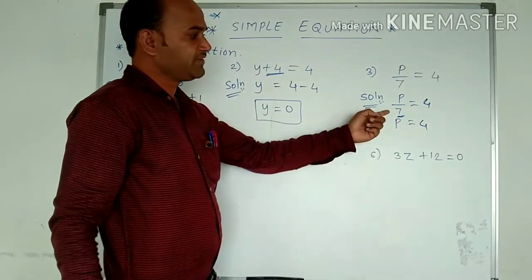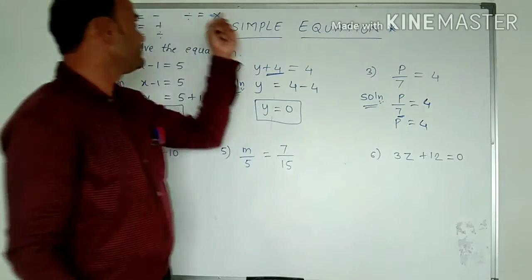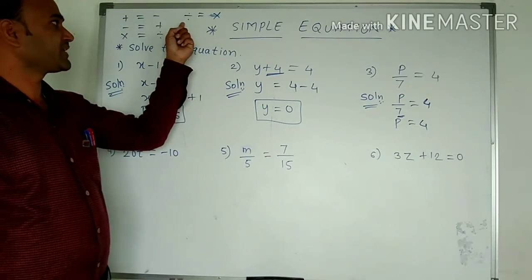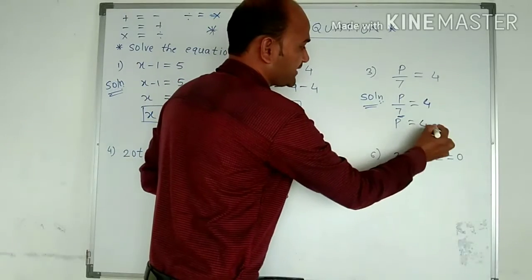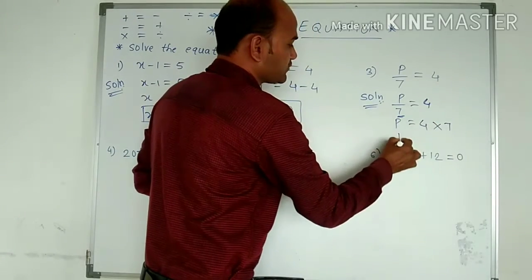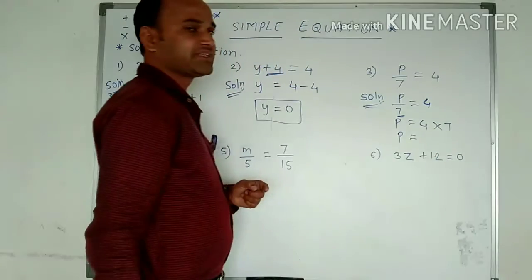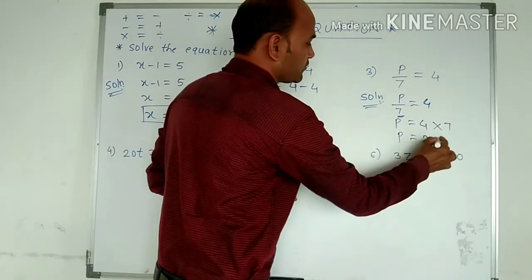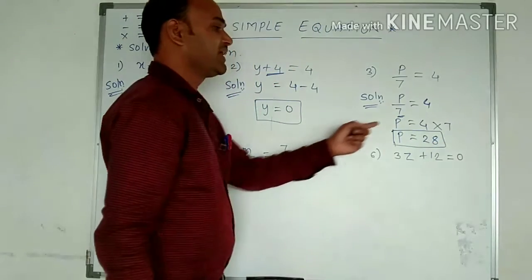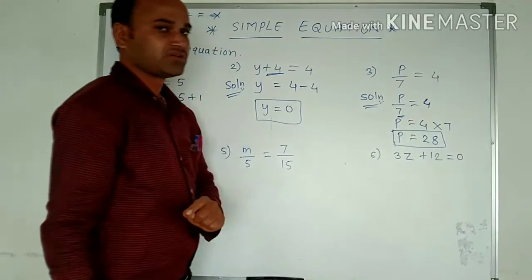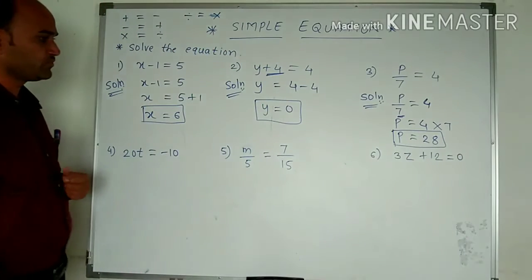The 7 is in division. After transversal, division goes to multiplication. So this 7 comes in multiplication. So p is equal to 4 7s are 28. P is equal to 28. In this way we have to solve. Let me move towards the next one.